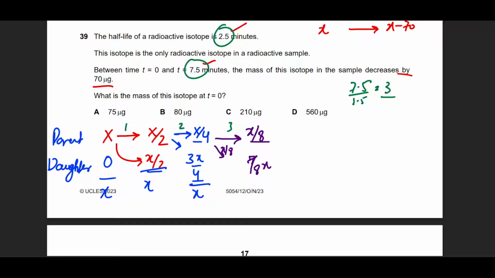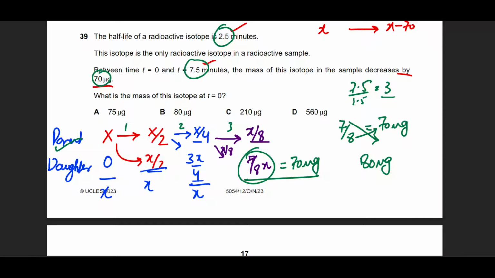So it decreases by 70, which means that today 7 by 8 is actually my 70 micrograms of the daughter, right? Because whatever the parent has lost is actually converting to become daughter. So today 7 by 8, by percentage, is occupied by the daughter. So 70 multiplied by 8 divided by 7 will give you the answer as 80 micrograms. So the parent was 80.